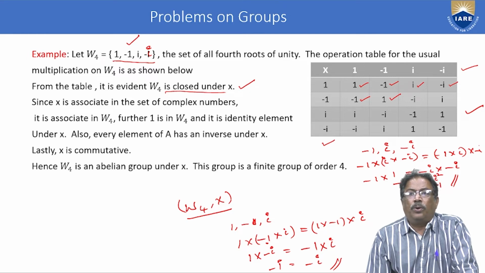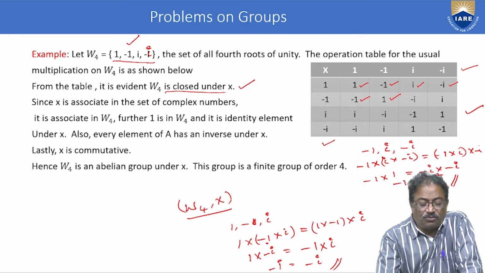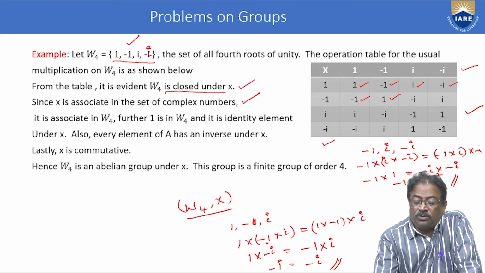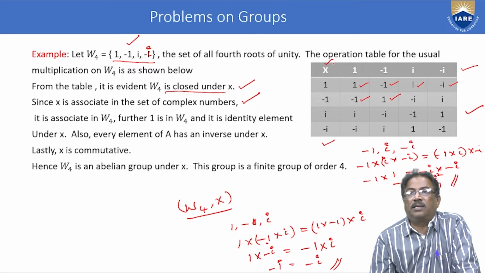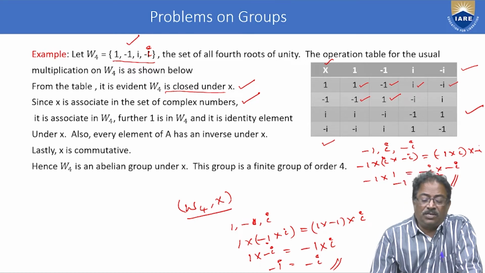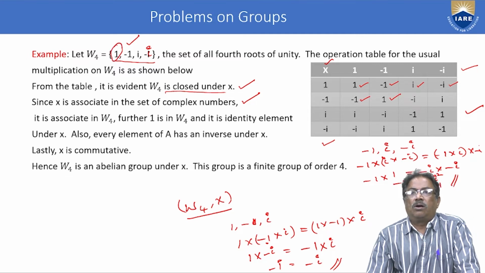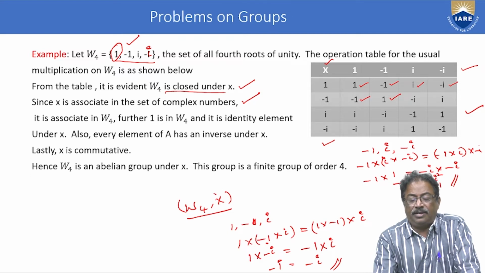Now, what is the identity element? First, it is closed and it is associative. Here the binary operation is multiplication, and the multiplication identity is 1, which is there in W4. So obviously the set (W4, ×) has an identity element.